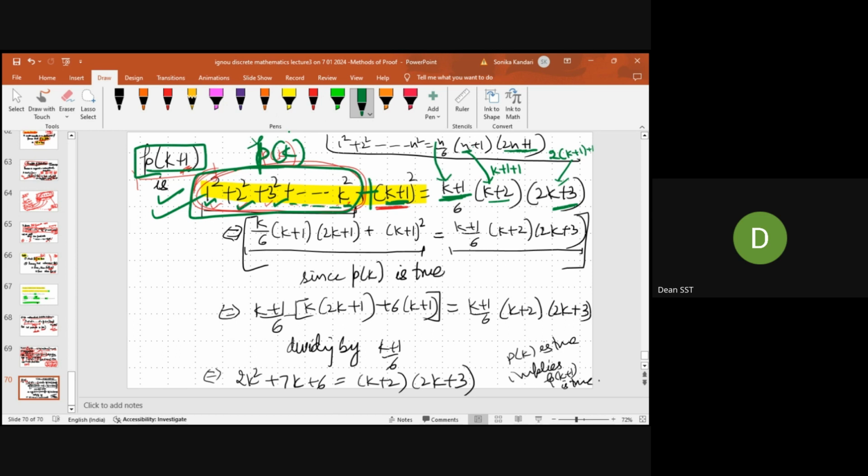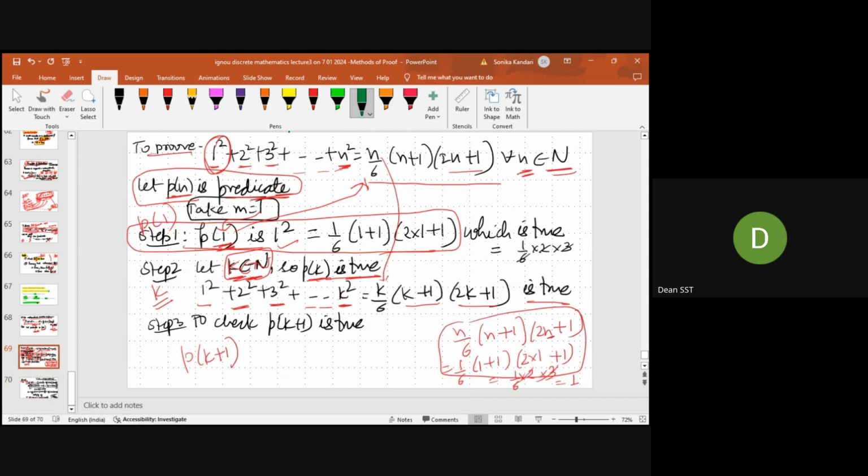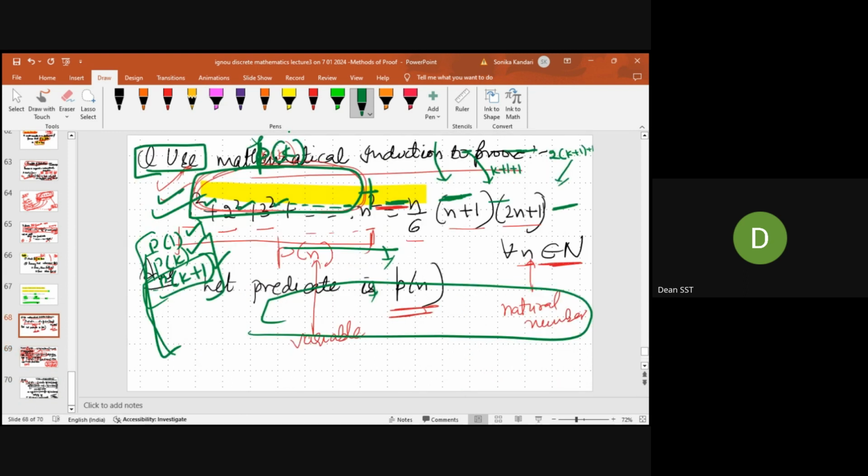Now this is k by 6, k plus 1, and you have to keep on substituting and checking. It means first you have to check for P1, then Pk, then Pk plus 1. Finally, for P1 it is true, for Pk it is true, for Pk plus 1 it is true. If for Pk plus 1 it is true, it means in general it will be true for every value.